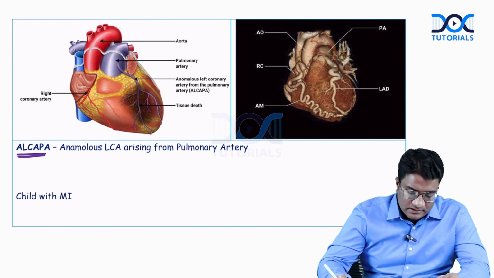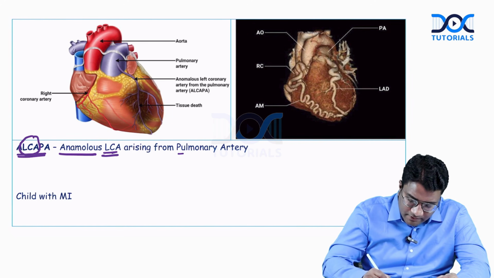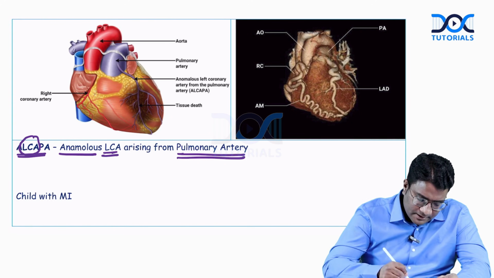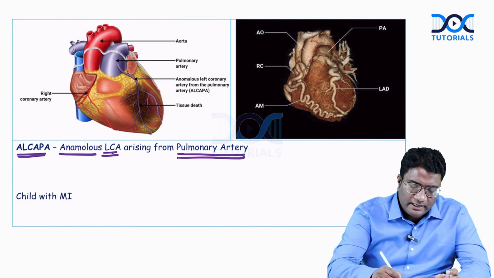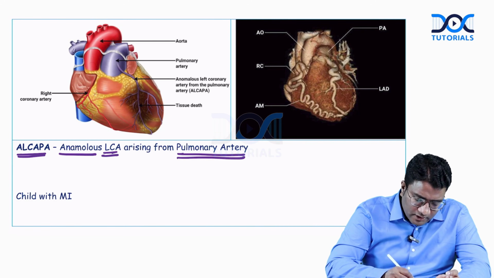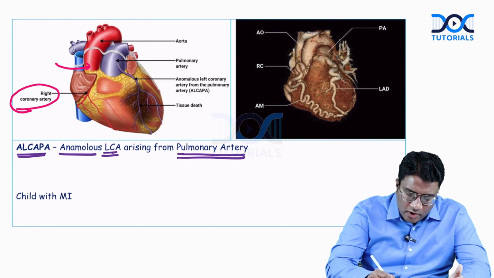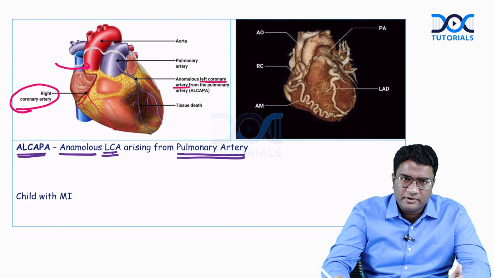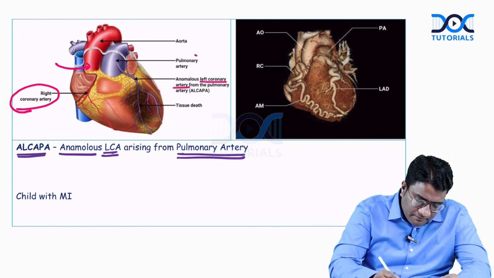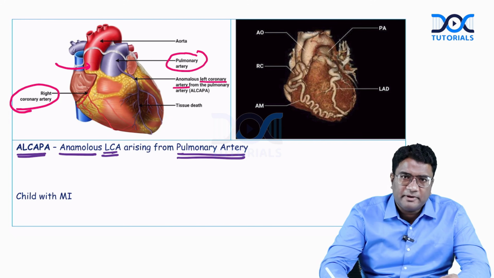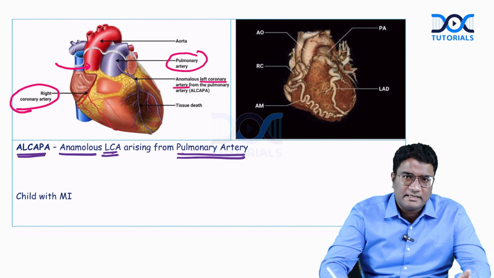ALCAPA, basically, this is the full form. It means anomalous left coronary artery arising from pulmonary artery. Normally, we all know that both the right and left coronary arteries should come from the ascending aorta. But here you can trace the left coronary, it is coming from the pulmonary artery. Such an anomalous left coronary artery arising from the pulmonary artery is called ALCAPA.